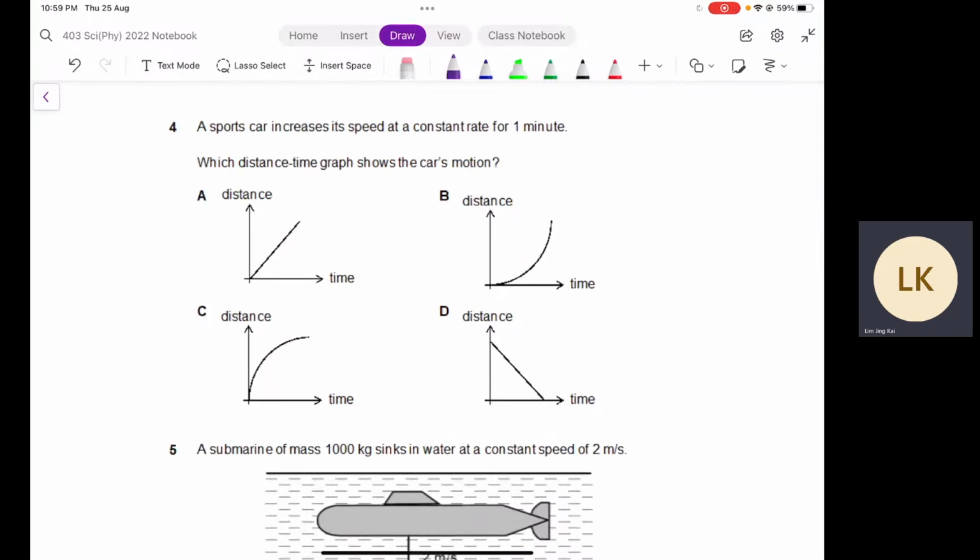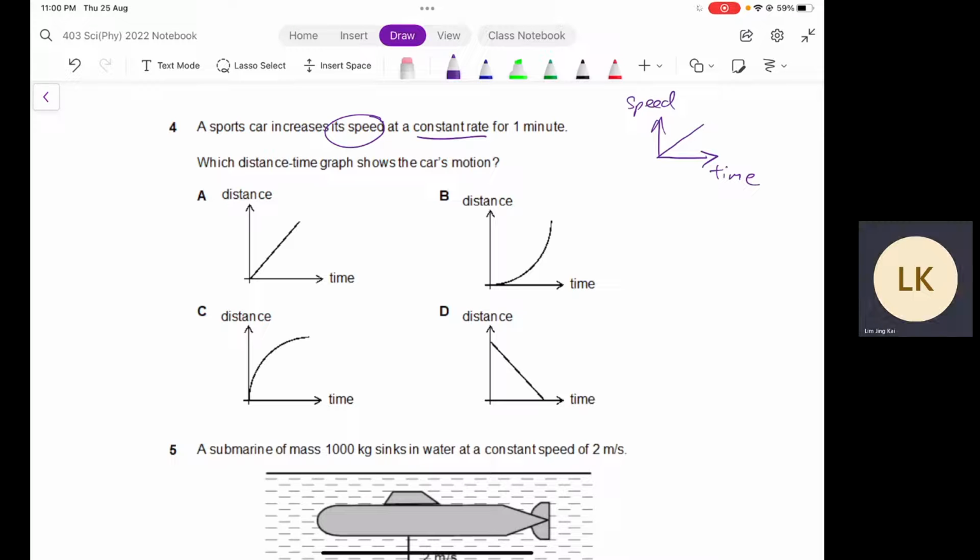Question 4. A sports car increases its speed at a constant rate. Take note, it increases speed at a constant rate for 1 minute. The diagram shows the car. Which distance-time graph shows the car's motion? Based on this question, they say that it's speed. If you talk about a speed-time graph, it will look something like this. It increases at a constant rate, so it's a straight line on the speed-time graph itself.